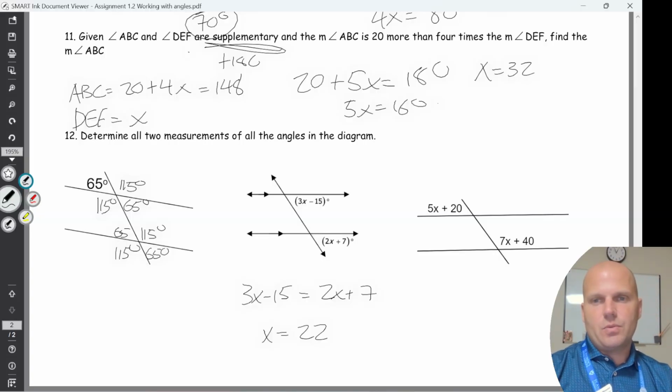Now in the next situation, we can see that the angles are not corresponding, so I would not set them equal to each other. So what should I do? I have one angle that's 5x plus 20 and what ends up being the supplementary angle, 7x plus 40. We can see that these two angles must add up to equal 180.